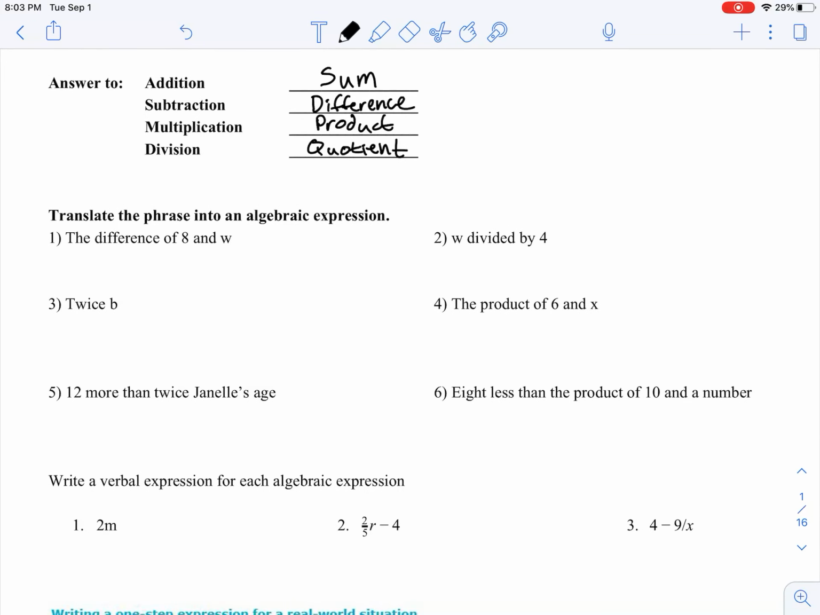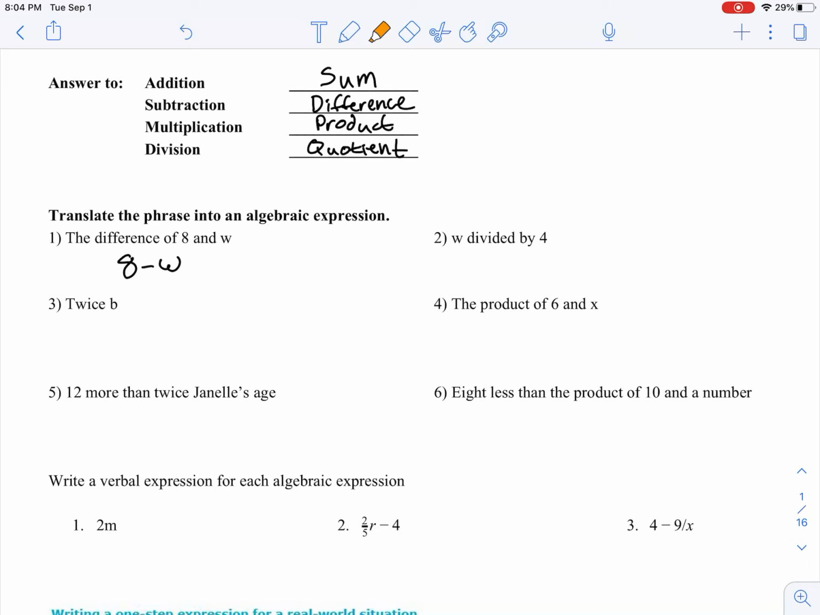Let's move down here into these problems. The difference between 8 and W. The answer to this is going to be 8 minus W. The reason for that is I'm using the word difference here, which, up here, difference was subtraction, right? So those go together. And I'm also choosing to put the 8 in front of the W because that's the way it was written in the problem. It's the difference between 8 and W, so the 8 has to come first, the W has to come second.